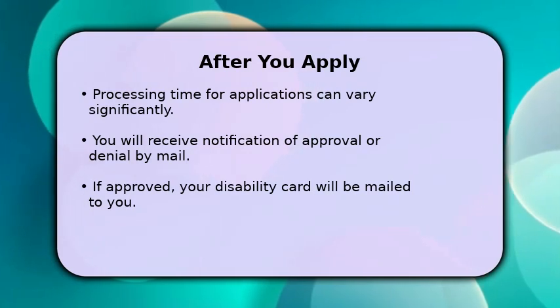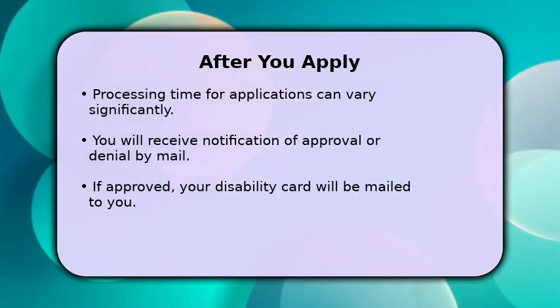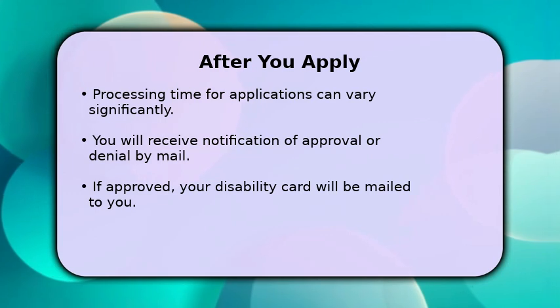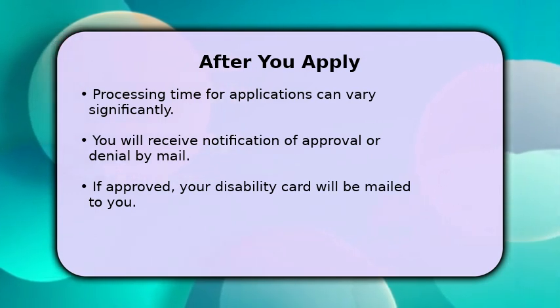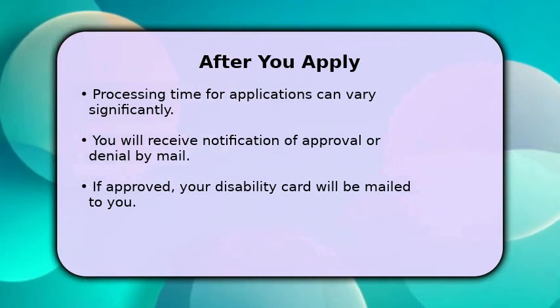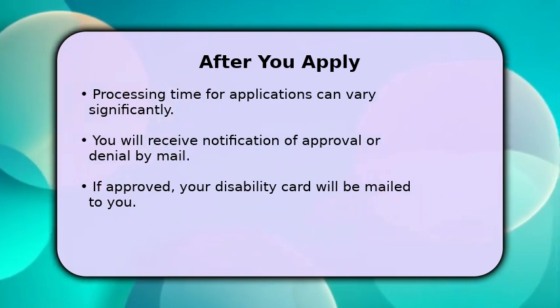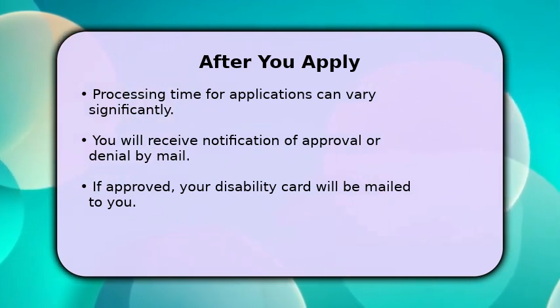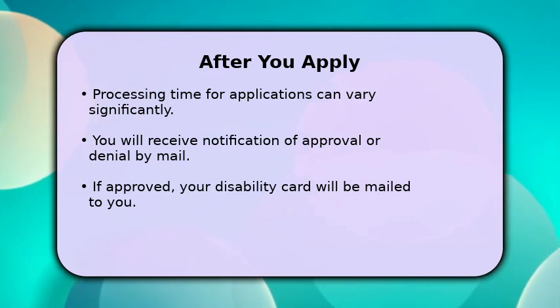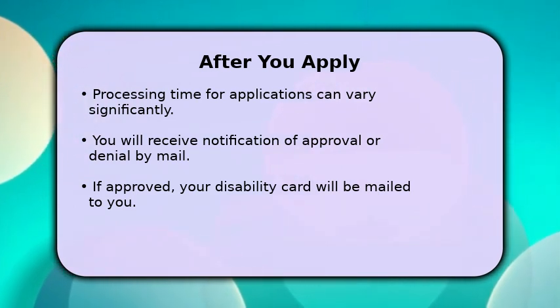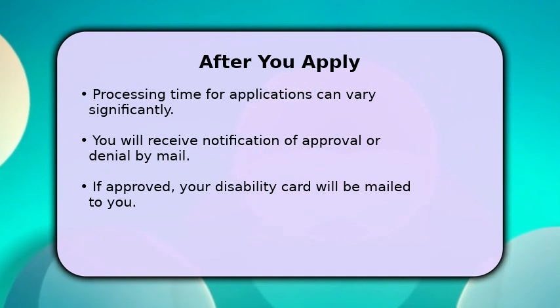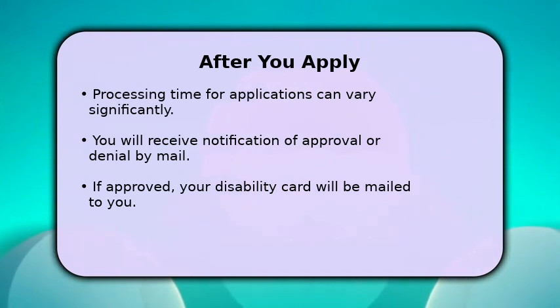After submitting your application, the waiting period begins. Processing times can vary, often taking several weeks, so patience is key. You'll receive an official notification by mail, informing you whether your application has been approved or denied. If approved, your new disability card will then be conveniently mailed directly to your address.